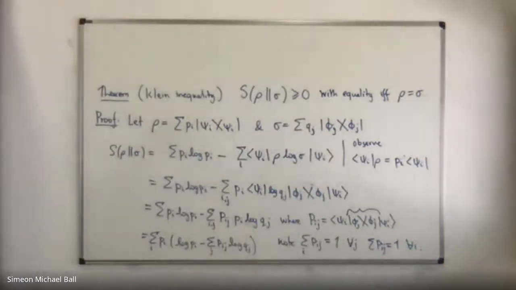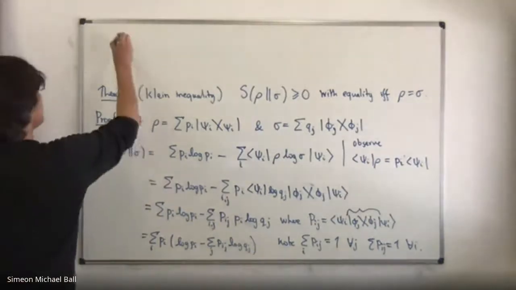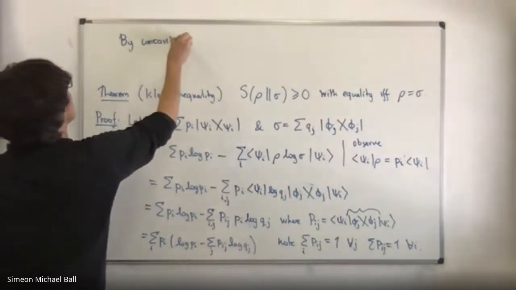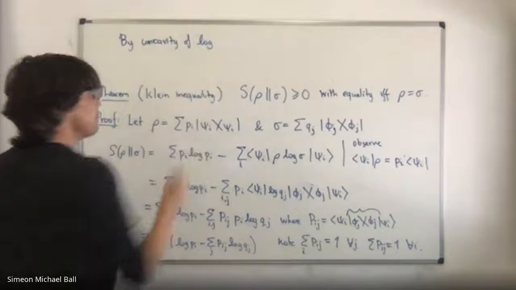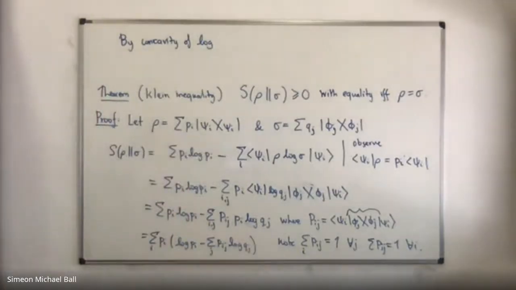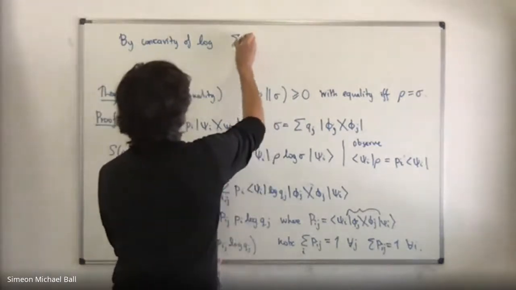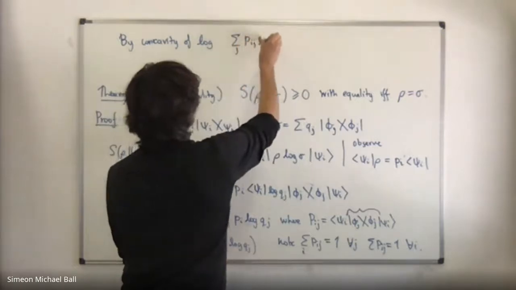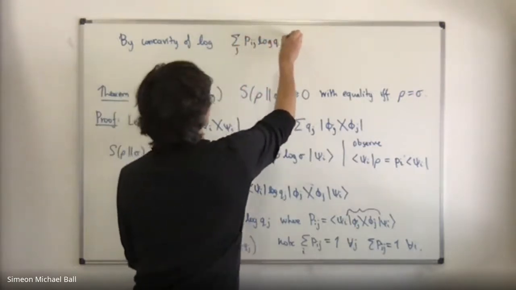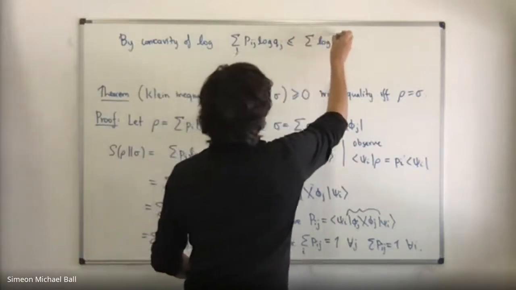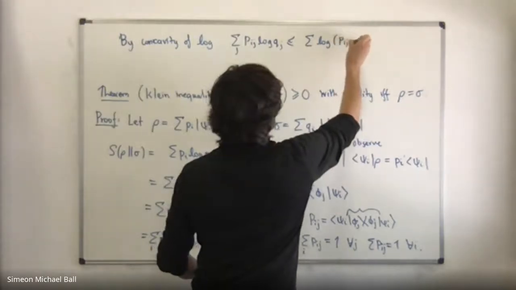Okay, so now we can use the concavity of log, which is maybe what Adrian was referring to before. We have that the sum over j of pij log qj is less than or equal to the sum over ij.